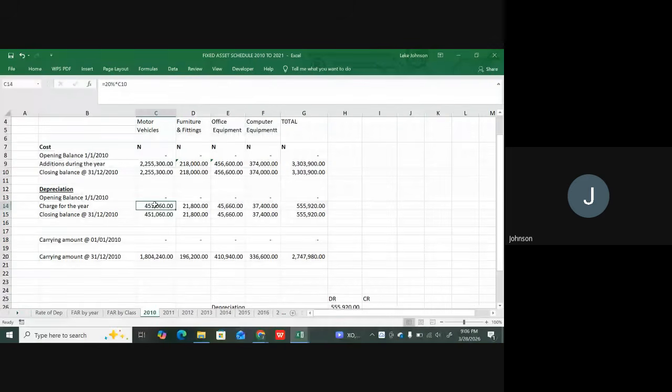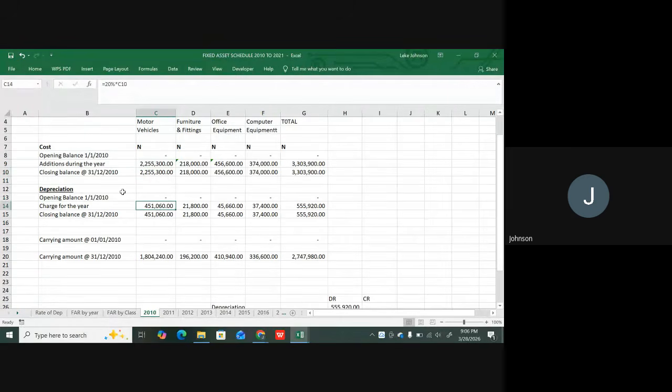Your charge for the year, because we already know that for motor vehicle, based on our policy, it is 20%. So now say 20% times the total. Now, it's not 20% times the addition for the year. Don't make that mistake. It's 20% times the total. So the total of both your opening balance plus your addition for the year, you now take 20% to get the charge for the year.